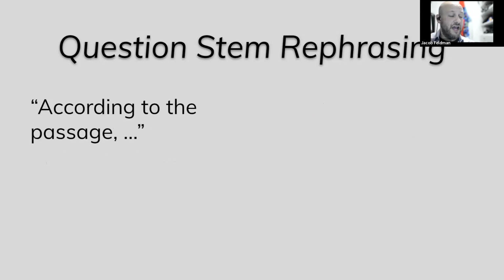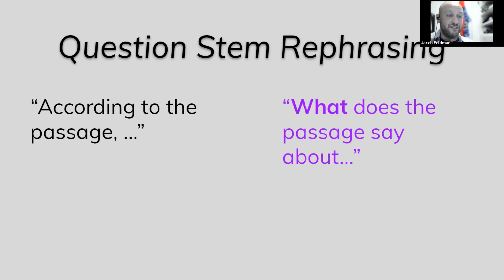According to the passage, and this is where it really gets powerful, all questions are built on some basic, what they call interrogative stems, right? Who, what, when, where, why, and how. And on the LSAT, they don't really talk about who or where, but they always talk about what, and they always talk about why, and they sometimes talk about how. And so according to the passage means, what does the passage say?